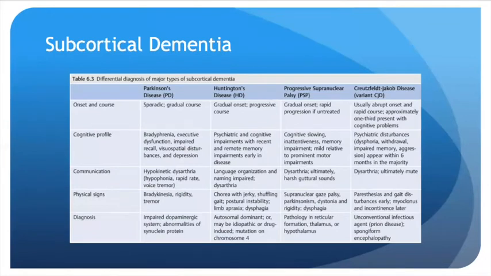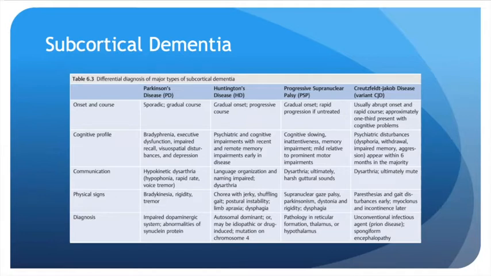Here's another nice figure from your textbook, differential diagnosis of major types of subcortical dementia. We've got Parkinson's disease, Huntington's disease, progressive supranuclear palsy, and Creutzfeldt-Jakob disease. These are all subcortical dementias, more complex progressive neurological diseases that are associated with other signs beyond just cognitive impairment, but they also have cognitive decline as well.